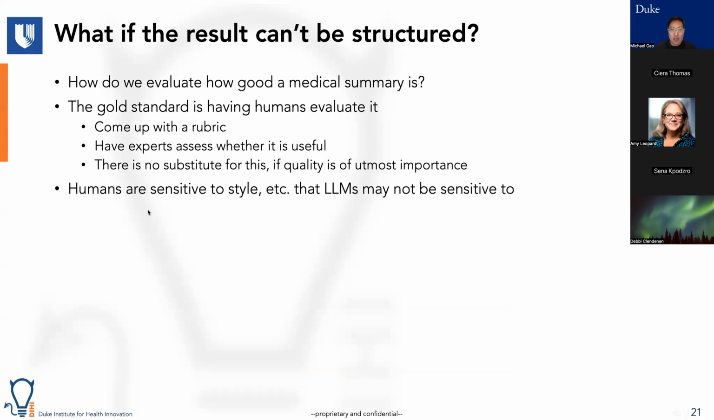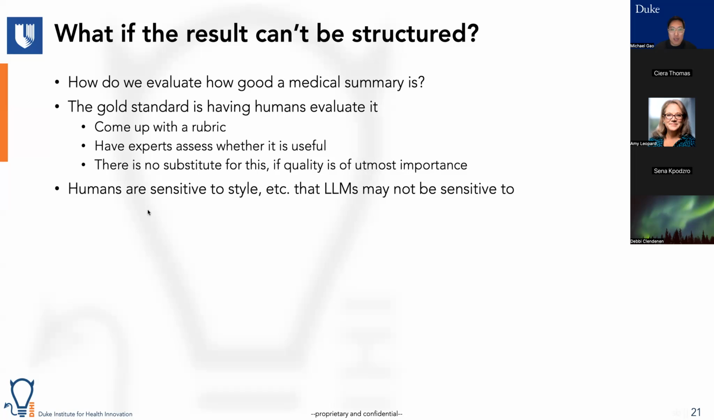And so in the meantime, what people do is that the gold standard is still, again, having humans in the loop to evaluate it, but coming up with a very structured rubric, and then have experts assess whether that rubric is useful. But at the end of the day, there's really no substitute for having a human in the loop to really do your evaluation. And one of the reasons for that is that humans are sensitive to things like style and other components of a generated answer that large language models may not be sensitive to.